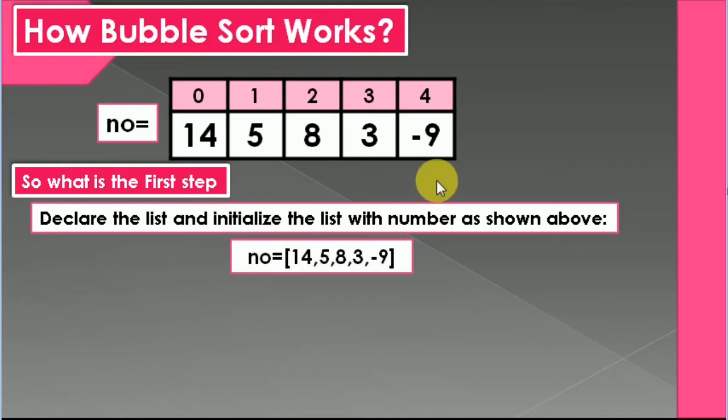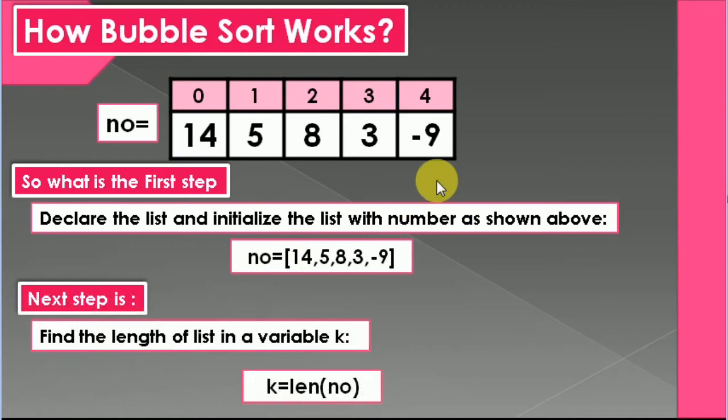Second is I need to find out the length of this list. So I declare one variable k, and that k is going to store the length of no. So length of no is being stored inside the k. Now I know that the loop is going to start from the first to the last and it's going to work up to the k.